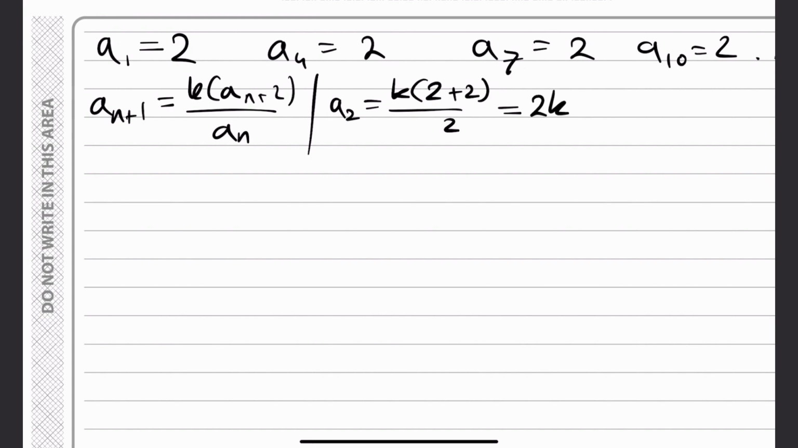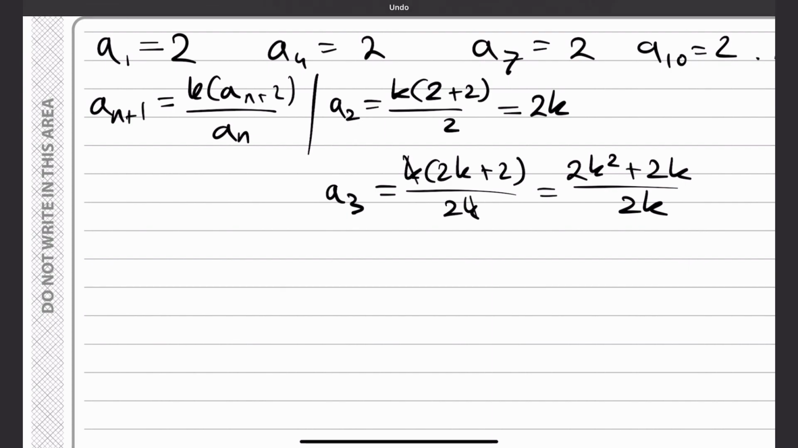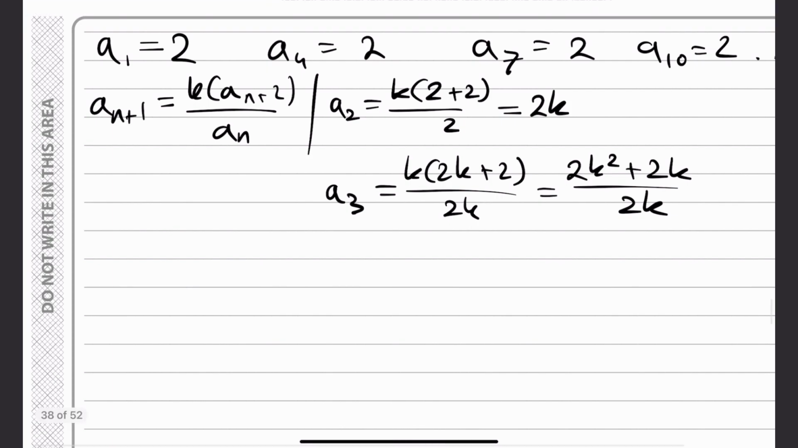Okay. A of 3 is equal to... we put 2k into that. So k multiplied by 2k plus 2 over 2k, which is 2k squared plus 2k over 2k. Okay, I mean, that does actually make sense because these cancel out and then all of that cancels out. So you'd end up getting A of 3 is equal to k plus 1.